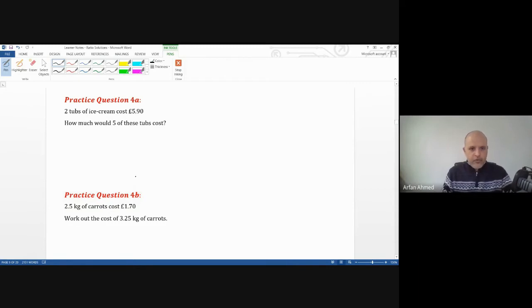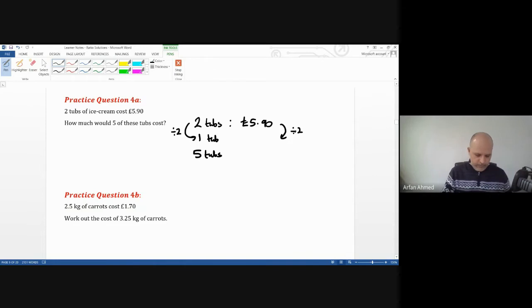So practice question 4A. 2 tubs of ice cream cost £5.90. How much would 5 of these cost? Okay, so you got 2 tubs represents £5.90. Okay, we want 5. Let's work out 1 first. 1 tub, to get from 2 to 1, we'll have to halve it. So let's halve this side. Yep, £5.90 divided by 2, £2.95. That's for 1 tub.